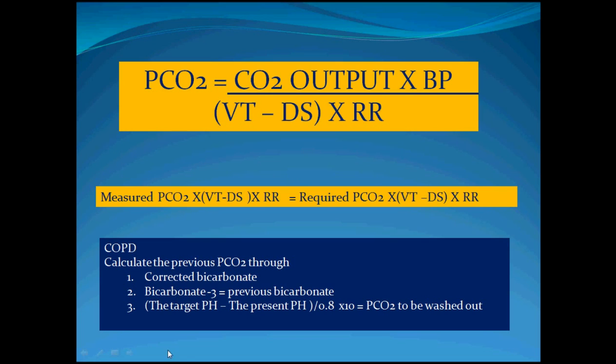the previous state. The last one is if the patient came with a pH, and you wanted to change this pH. Say the pH is 7.2, and you want to go to 7.35. So this is the target pH 7.35, and this is the present pH 7.2. The difference will be 0.15. You know the formula: a 10 millimeter change of carbon dioxide will be associated with a change in the pH of 0.08. So this is divided by 0.08 and multiplied by 10. This will give you the partial pressure of carbon dioxide to be washed out.